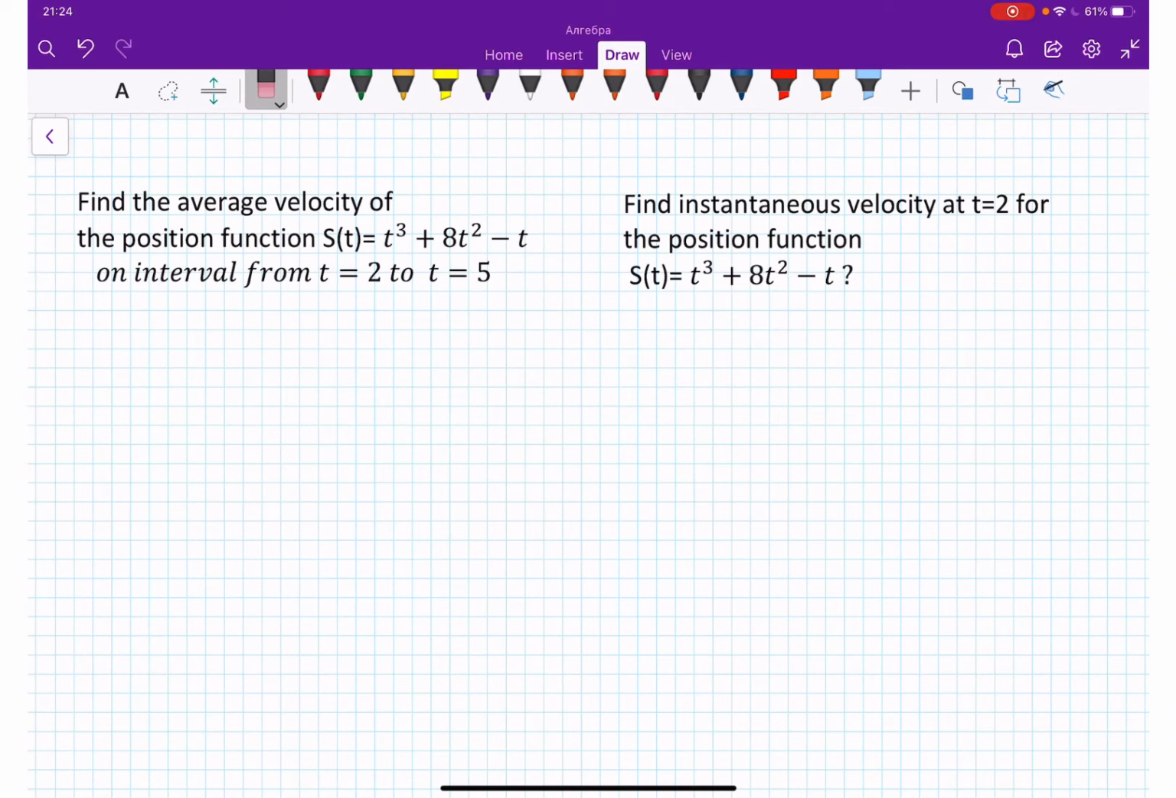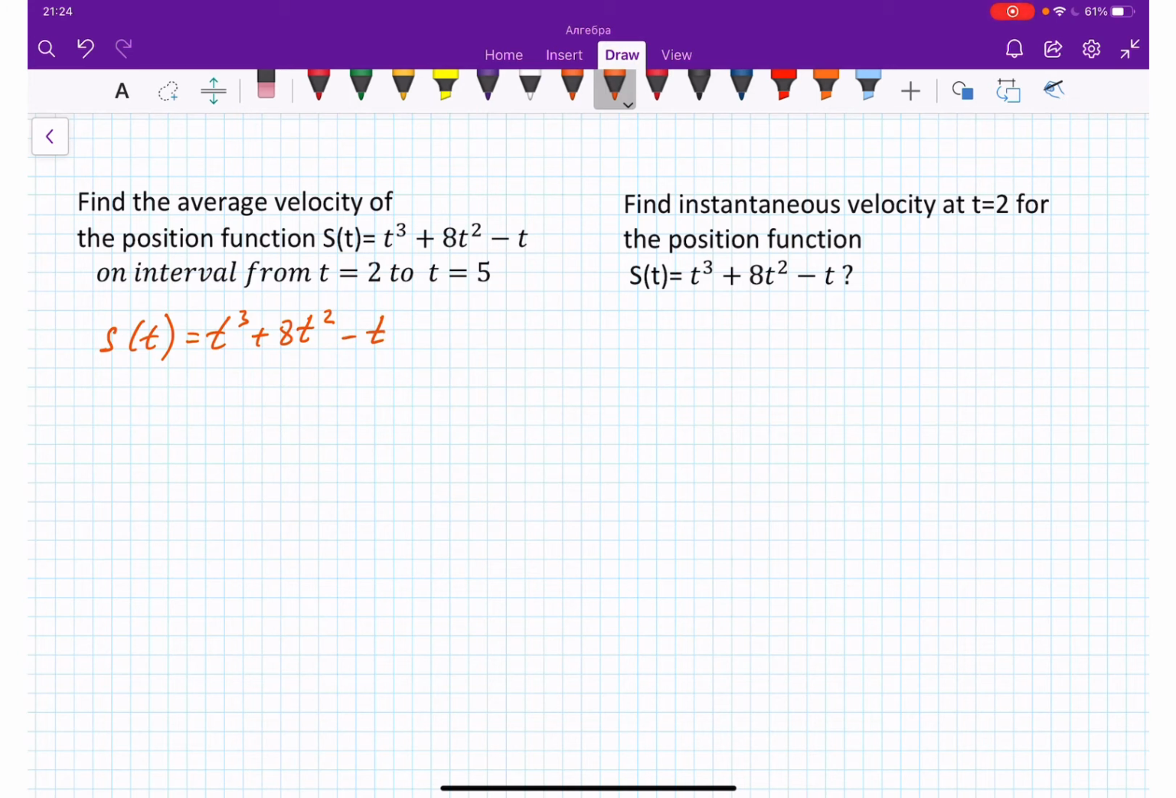Find the average velocity of the position s(t) = t cubed plus 8t squared minus t, on the interval from t = 2 to t = 5. Average velocity is total displacement divided by total time. So let's see, we are given s(t) = t cubed plus 8t squared minus t.